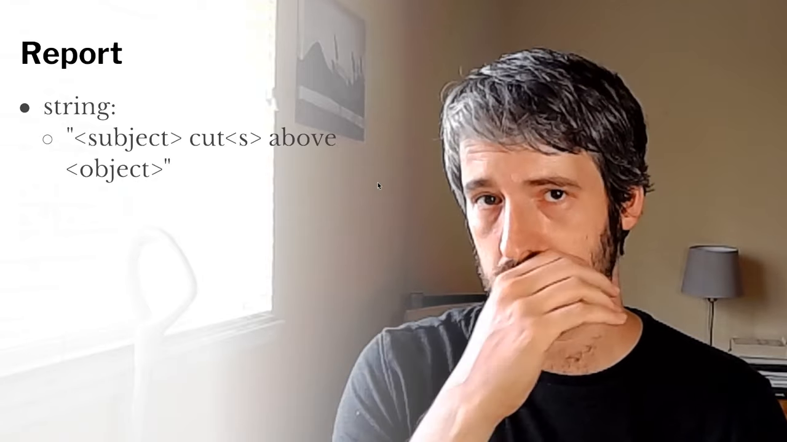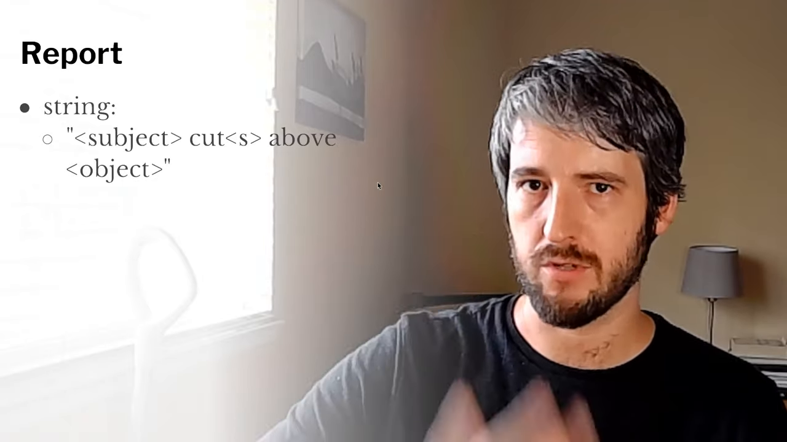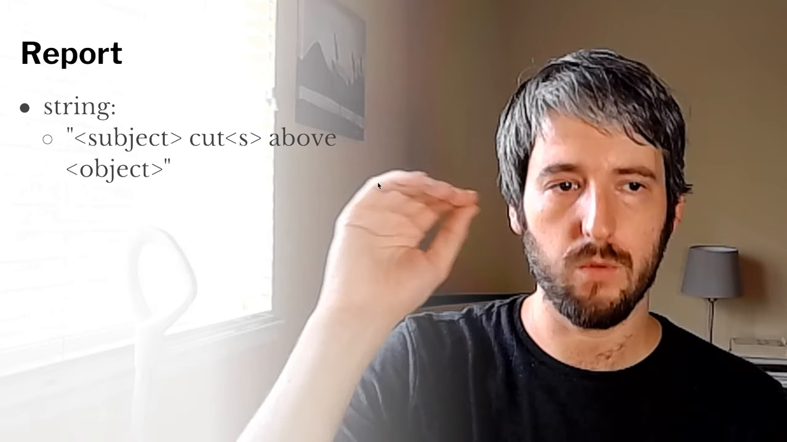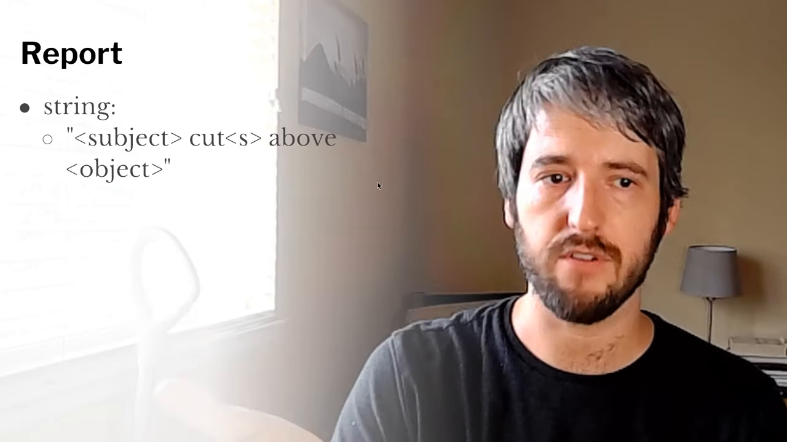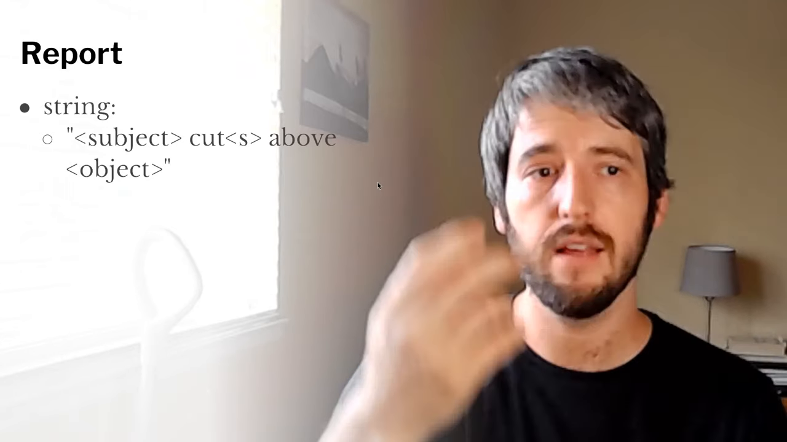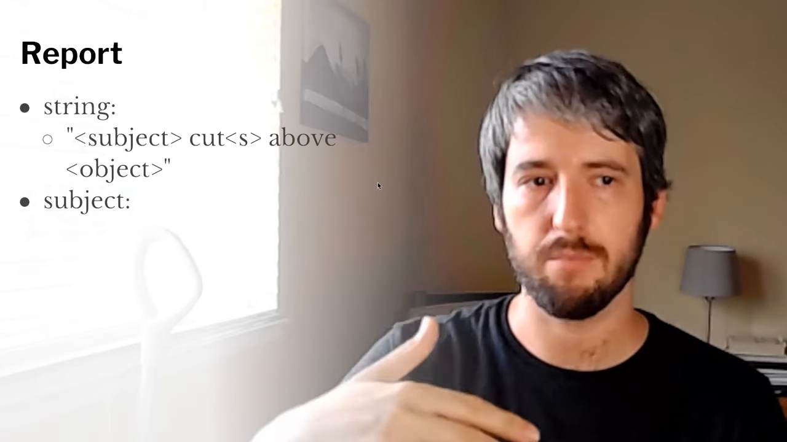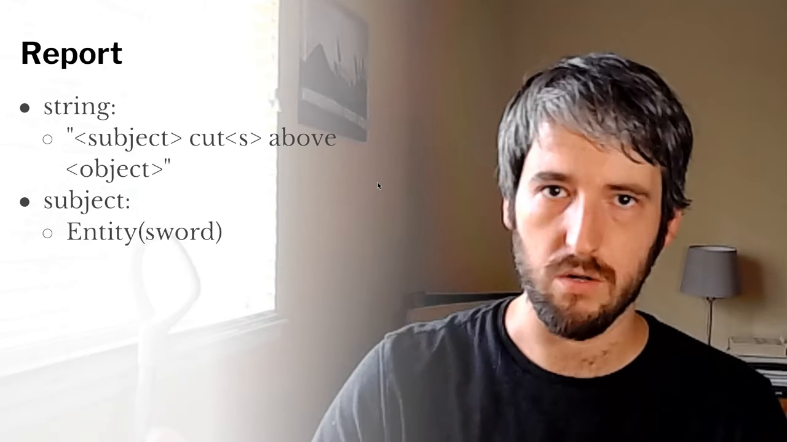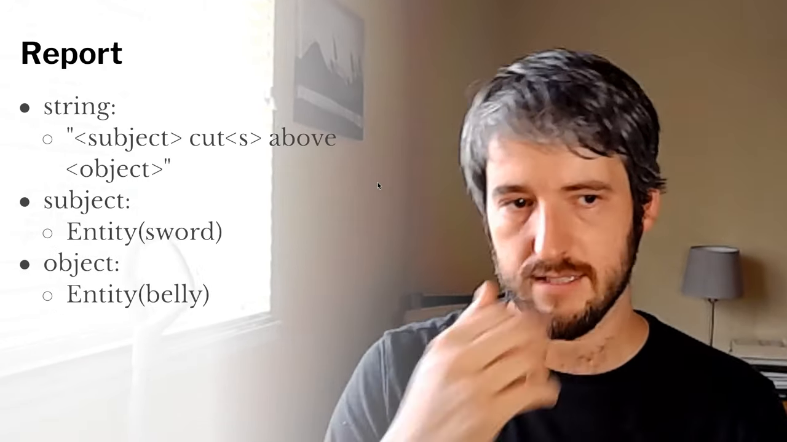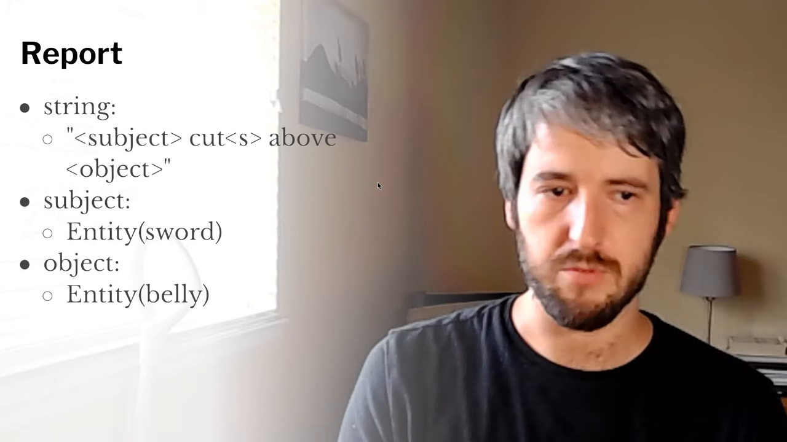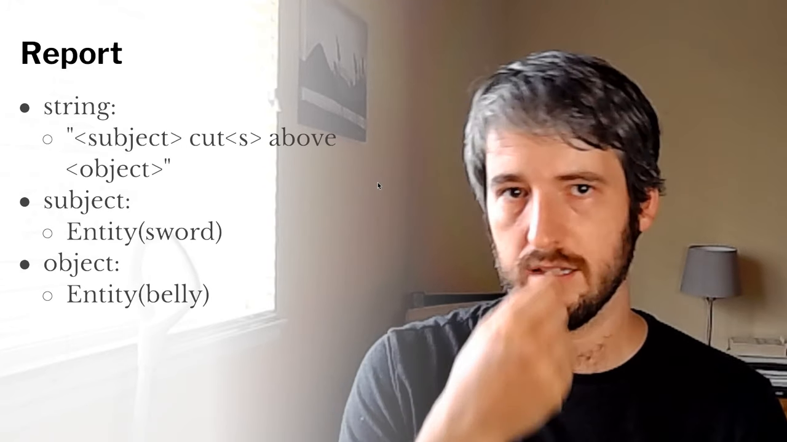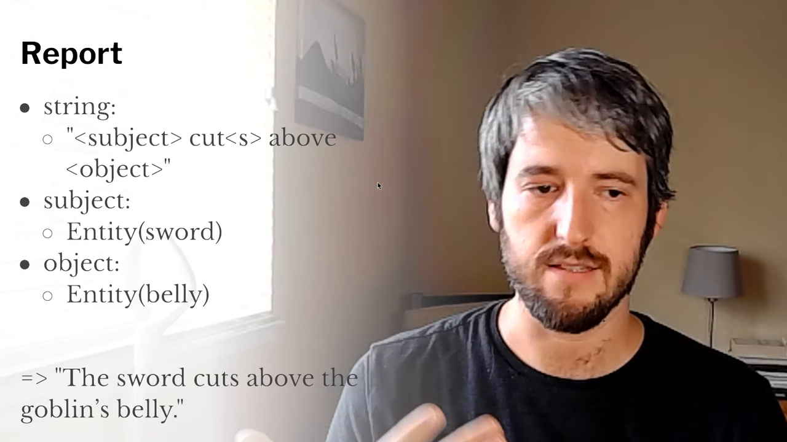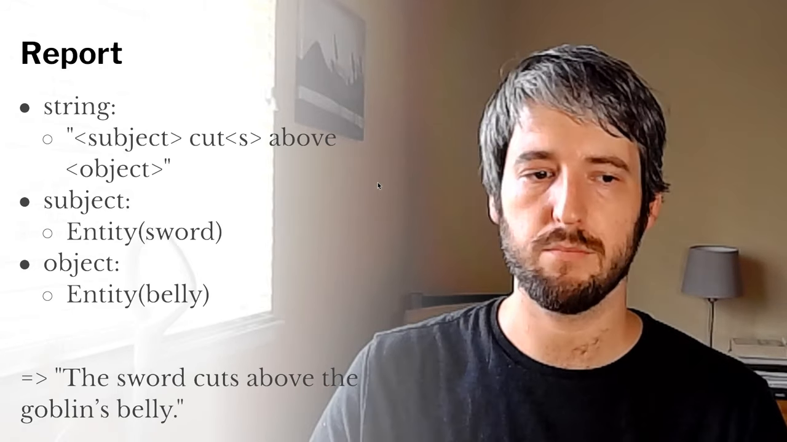So this is how it's different from traditional natural language generation. In this case, it's subject cuts above object. And then the report can have many, many other things, but here it just has subject, which is the sword, an entity, and the object. And again, it's an entity, belly, right? And this all realizes into the sword cuts above the goblin's belly.